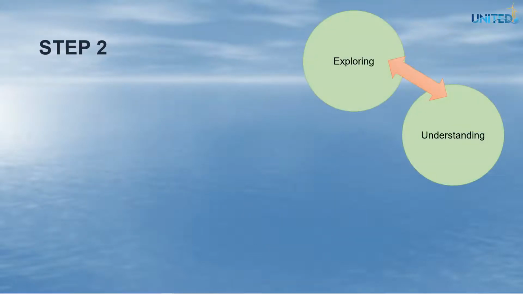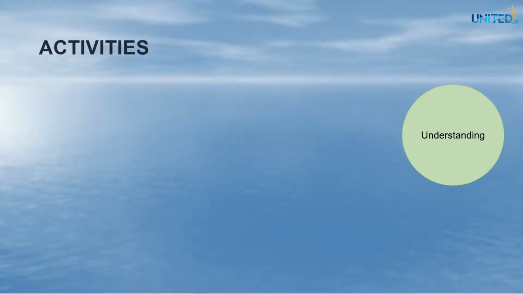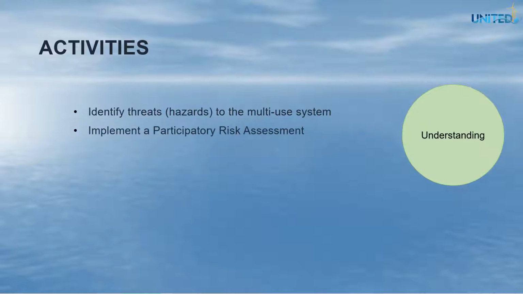Now we will move to the next step, which is the phase of understanding. In this step, we will identify threats, like hazards, to the multi-use system, implement a participatory risk assessment, and identify control options, mitigating measures, and coping strategies.